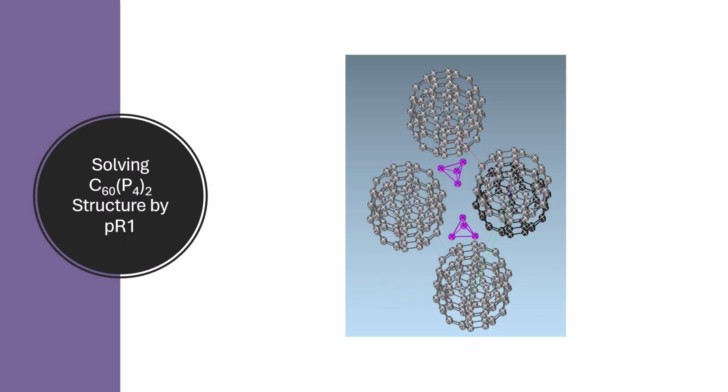Finally, this example was solved by PR1 only. In this model, there is only a single C60 molecule, so we can conveniently put the cell origin at the center of the C60 molecule. The molecule is then oriented by the PR1 method. Finally, we use the PR1 method to locate and orient the two P4 molecules.